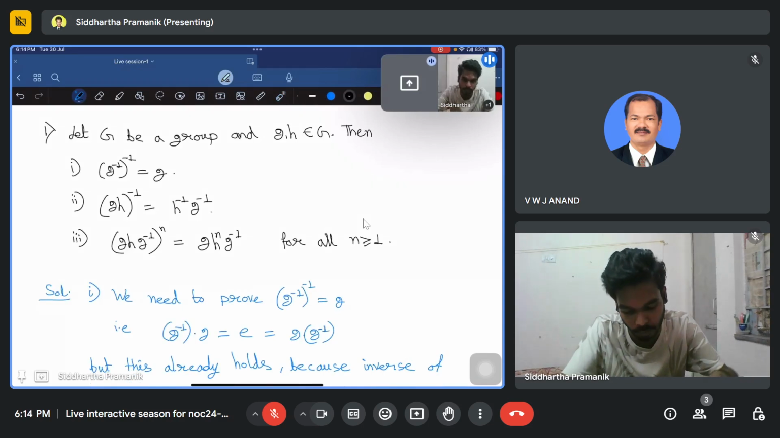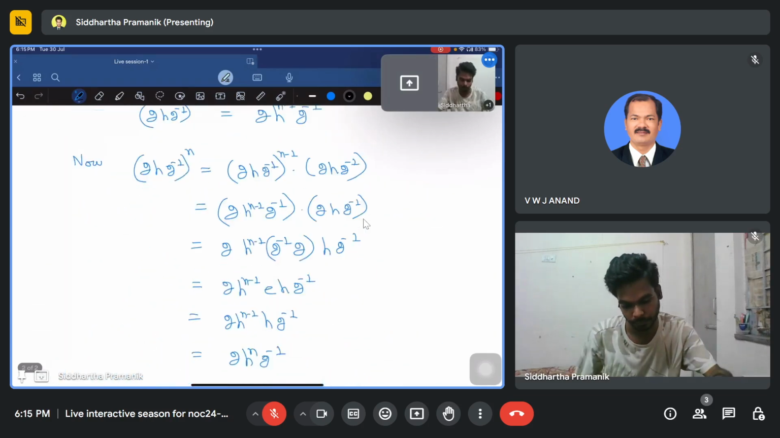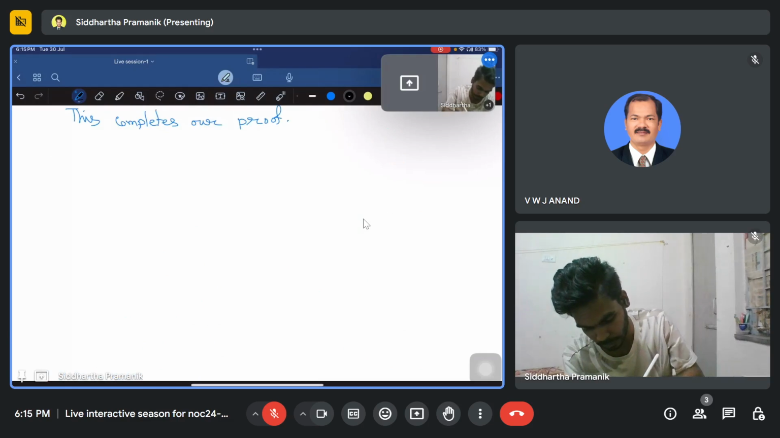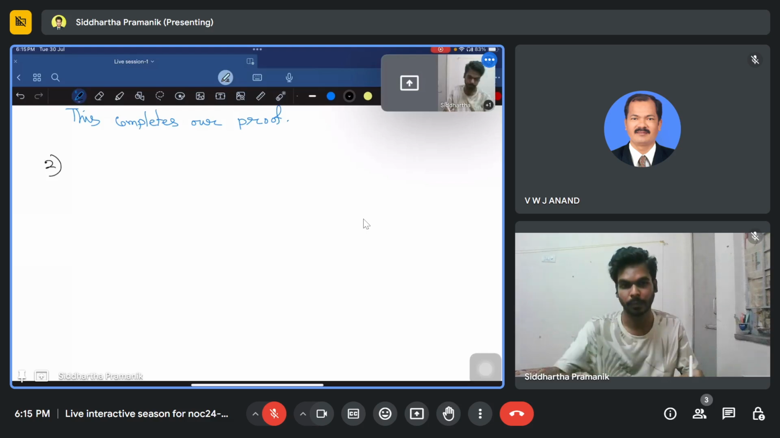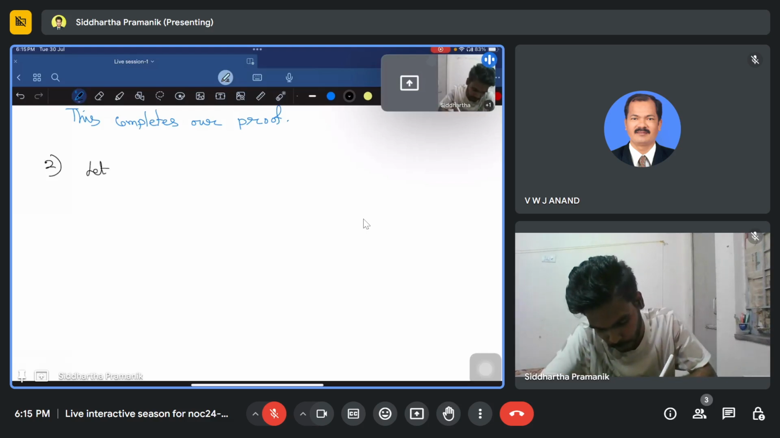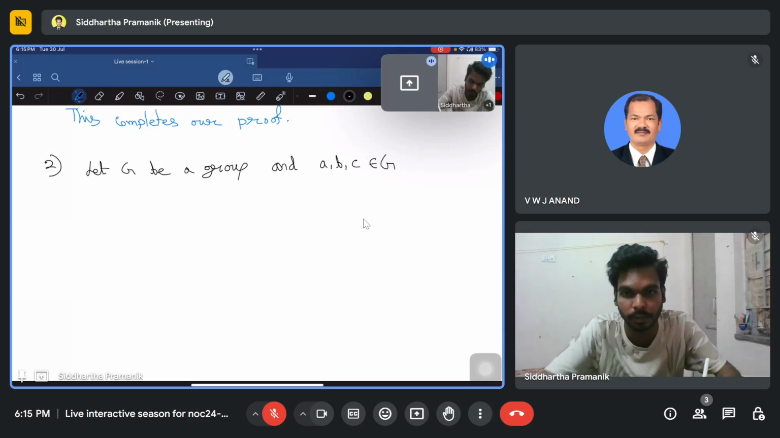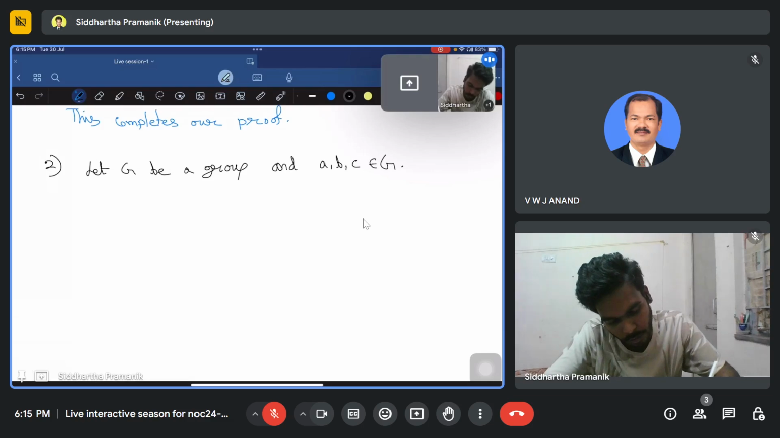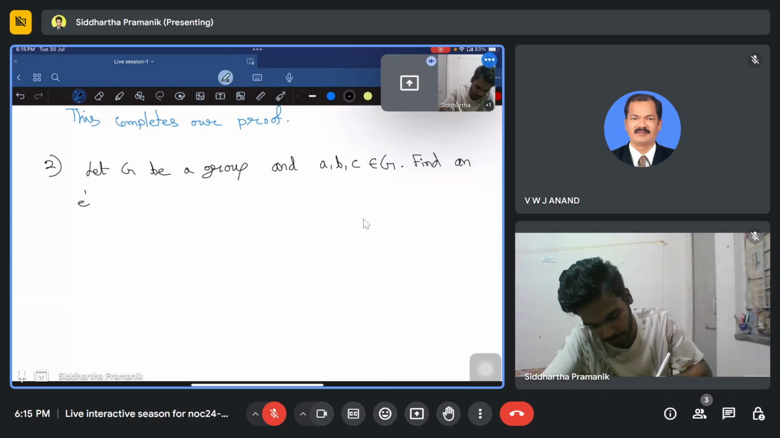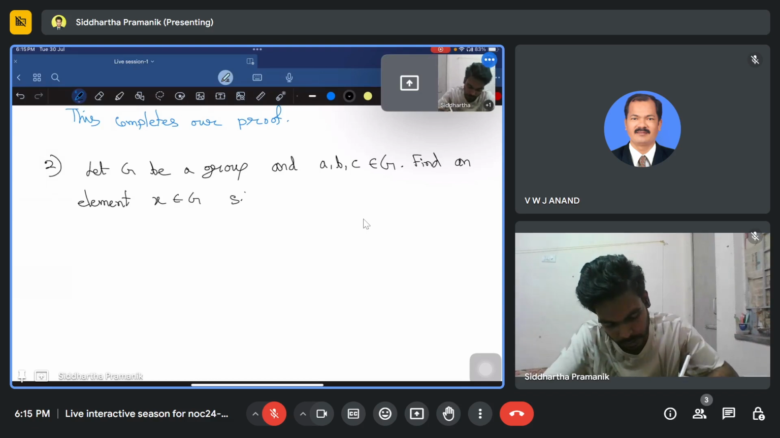Let's move on to another problem. Let G be a group and A, B, C are three elements of G. So we need to find an element X belonging to G such that AXB equals C.